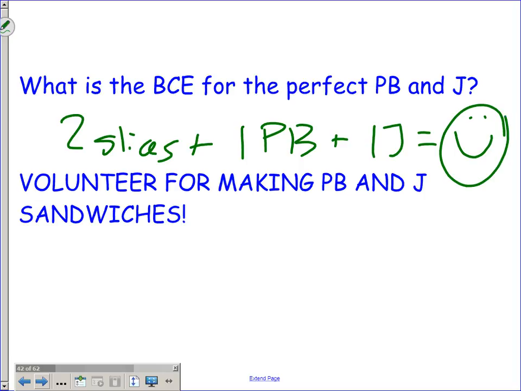You ready? Let me explain this to you. These are my pieces of white bread. That's all I can afford, guys. These are my servings of peanut butter, and my servings of jelly. Okay, man. Make as many sandwiches as you can. You ready? Ready, set, go.